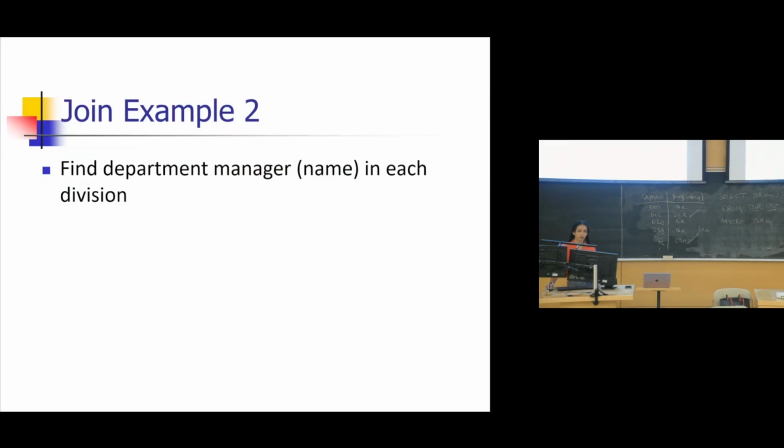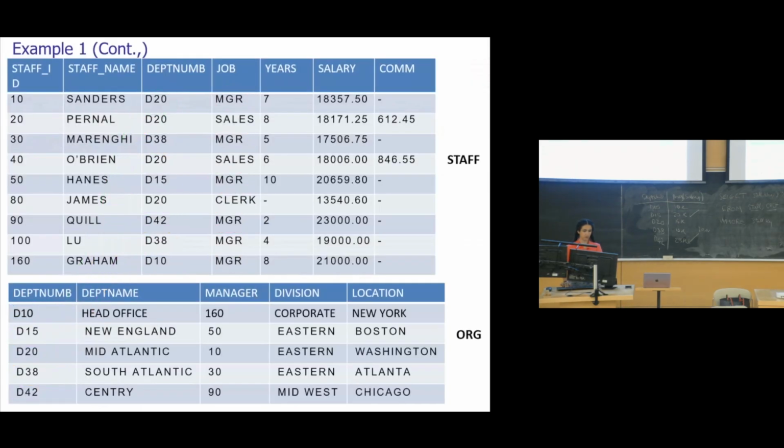Whereas, if you want to find the department manager in each division, how can you do that? You want to find the manager name in each division. Just to show you what were the results, these are the tables that we have. And we want to find the manager name in each division. So, we have manager ID here, right? We also have division in the organization table. But do we have manager name here? No. That's the staff name in the staff table.